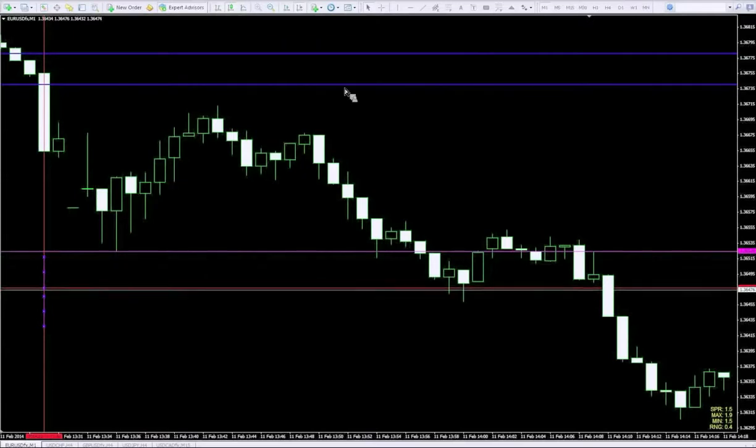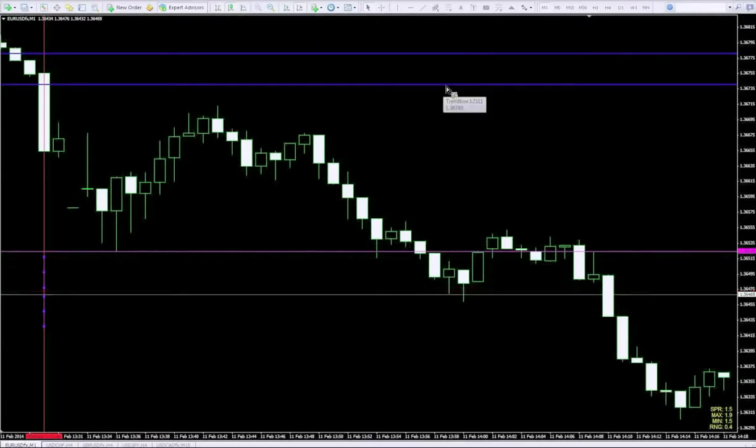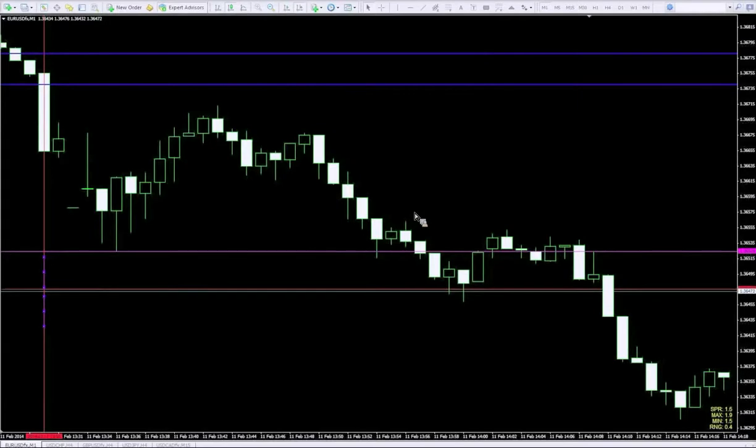All right, so now we have four ways to get into this trade below this point, which is the low of the 15-minute candle.